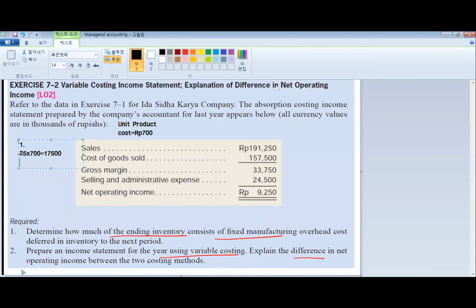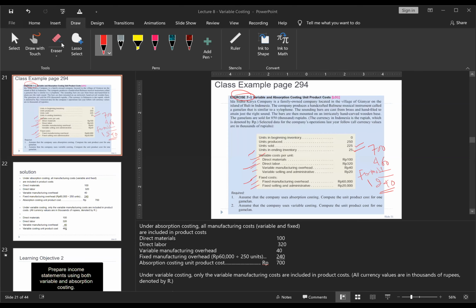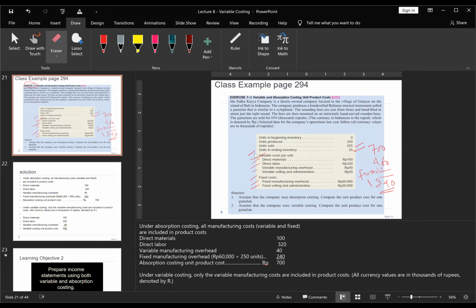Okay, class. Any question regarding this? Honestly, we couldn't really understand the first question. What do we need to find about it? Okay, you need to find out how much of the ending inventory consists of fixed manufacturing overhead. So, if you can give me the control. Yes, sure. Can you see my screen?